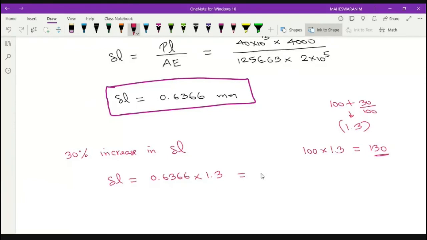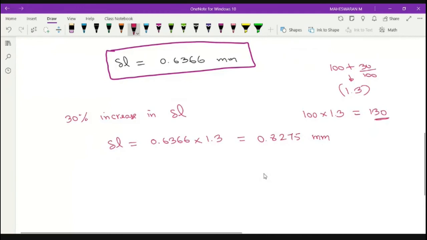0.8275, sir. 0.8275 mm. So this is my new change in length. So this is applicable when you make a hole for a particular length. Okay. So now let us go for case 2.